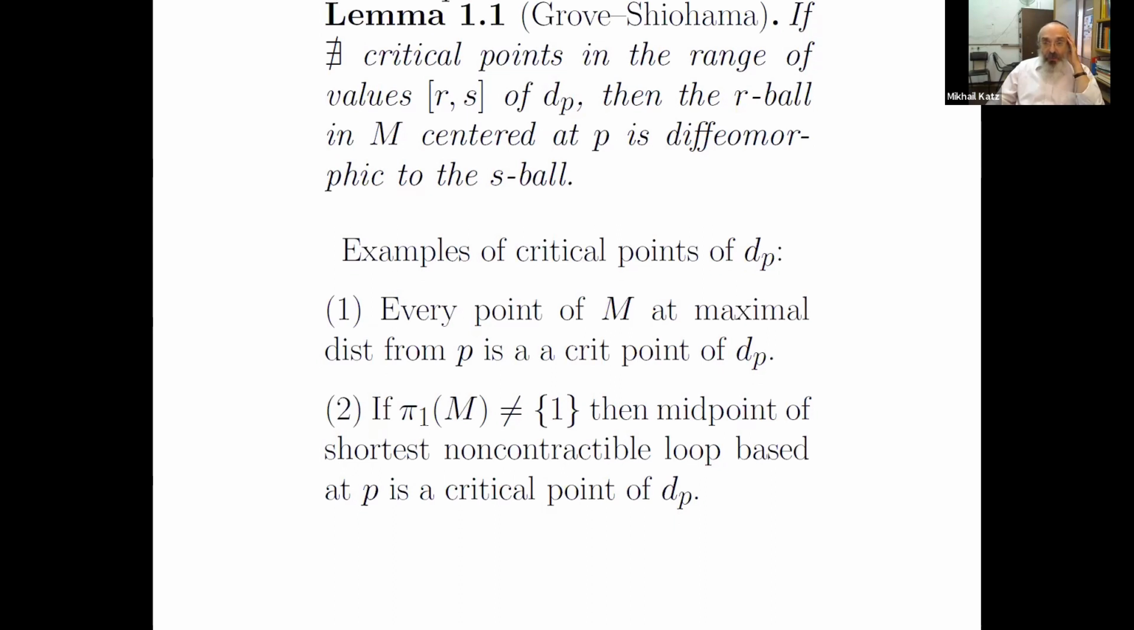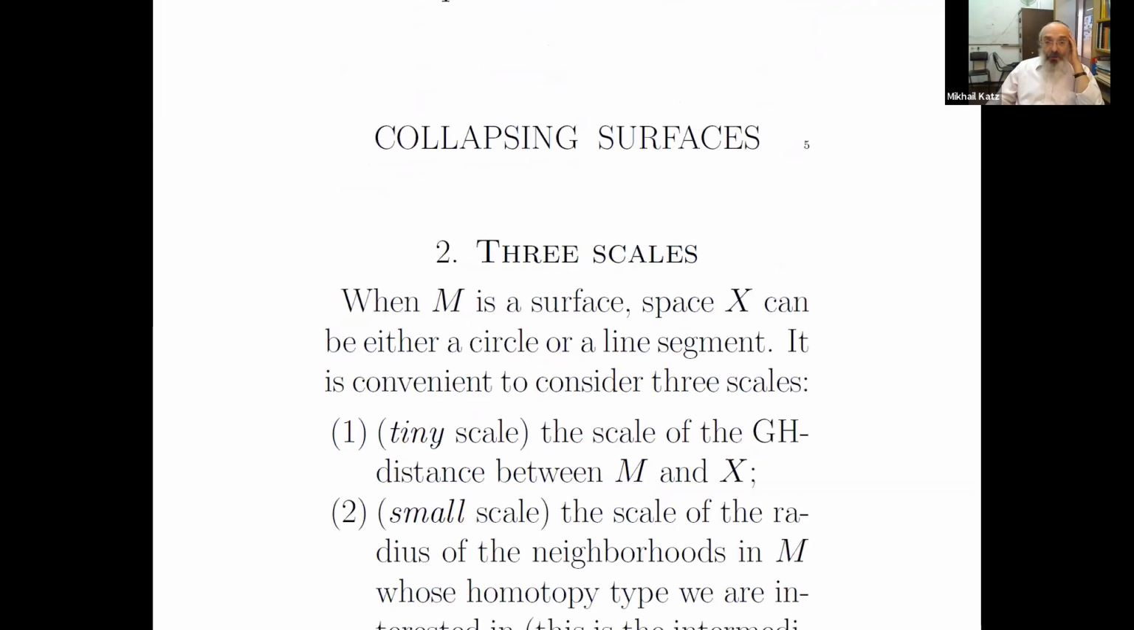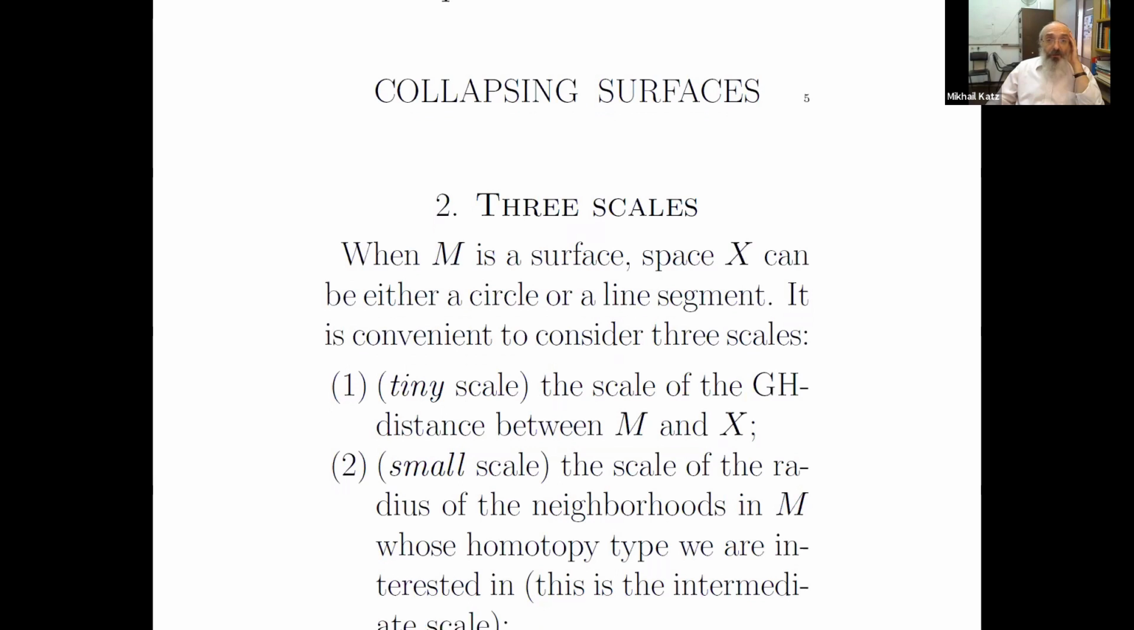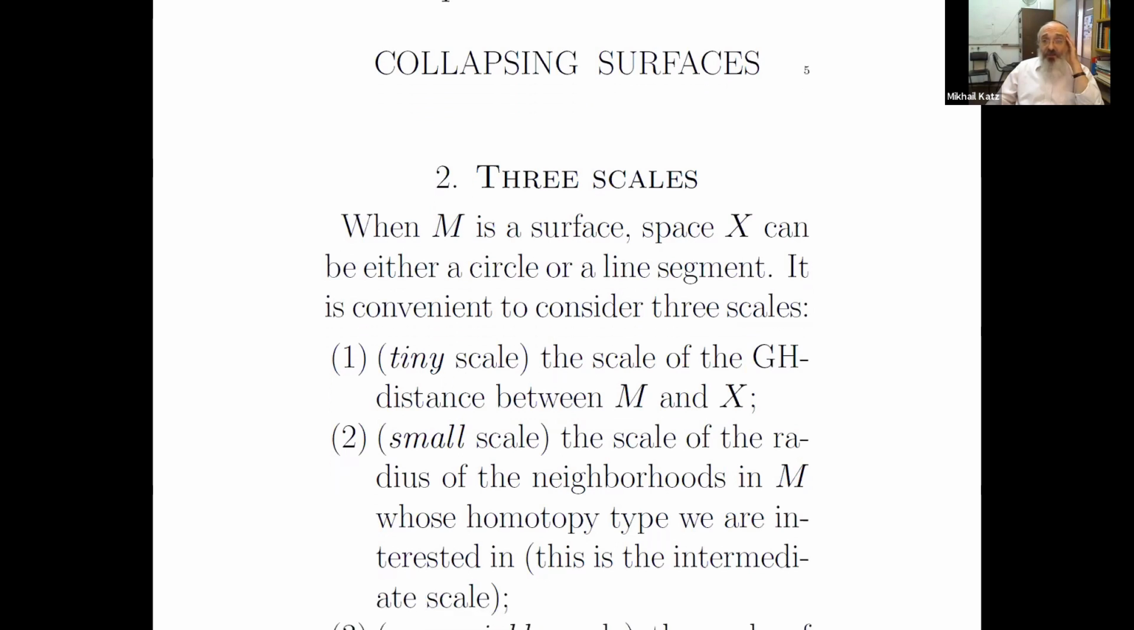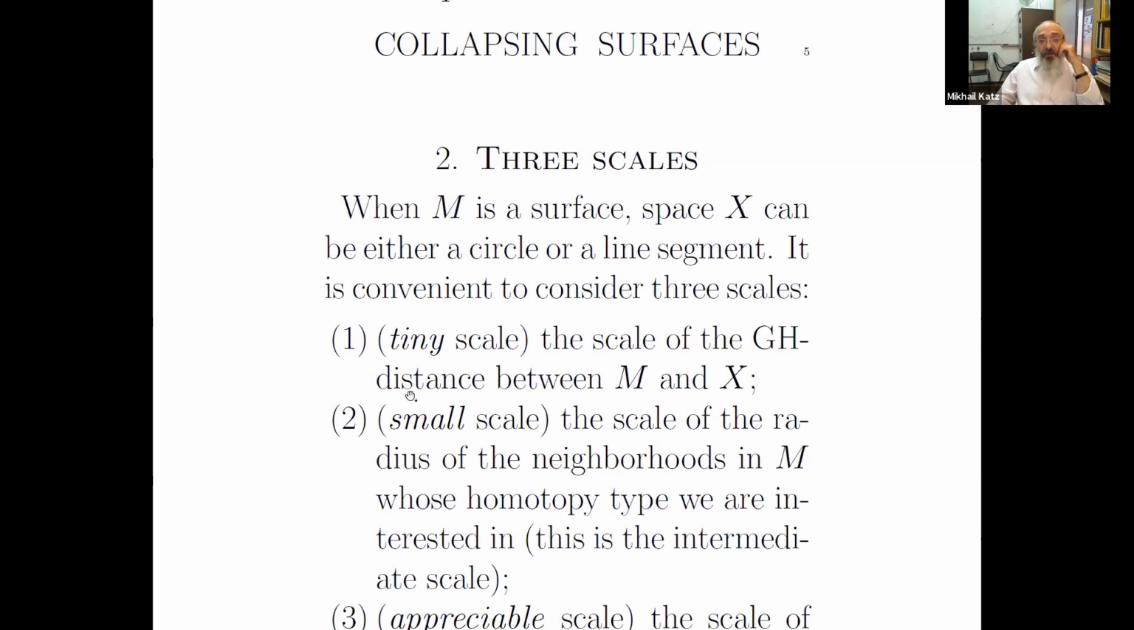Now there's a convenient language here that I noticed. People who talk about collapse tend to work with insufficient vocabulary. They talk about sequences, but really one needs to talk about sequences of sequences, and so you sort of get lost in the language of sequences. I found it useful to talk about three scales instead. Really, in the subject, there are three scales, which I call tiny, small, and appreciable.